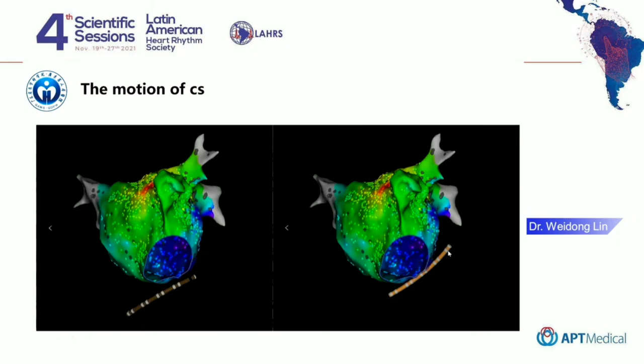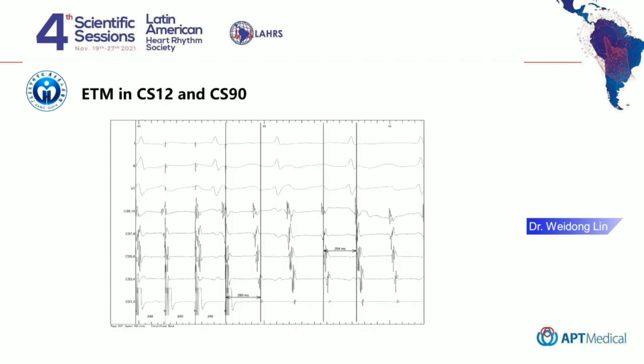Then we tried to do entrainment from the proximal coronary sinus and the distal coronary sinus. We can see during the distal coronary sinus entrainment, the post-pacing interval minus the tachycardia cycle length was about 60 milliseconds.